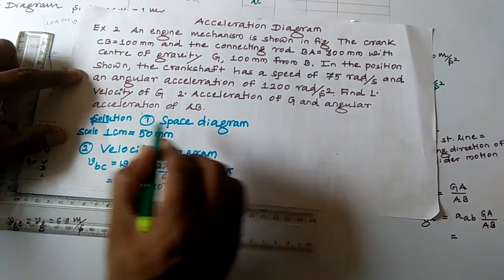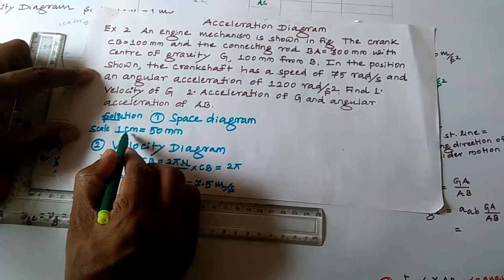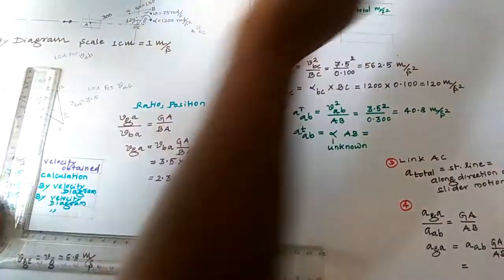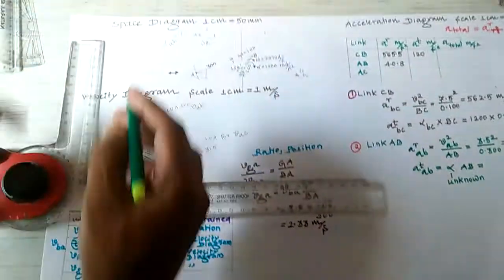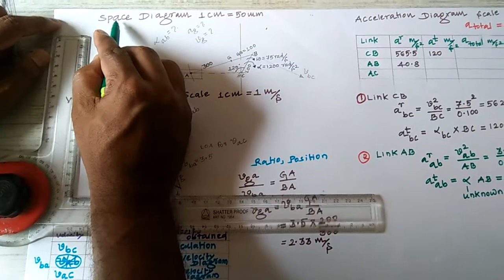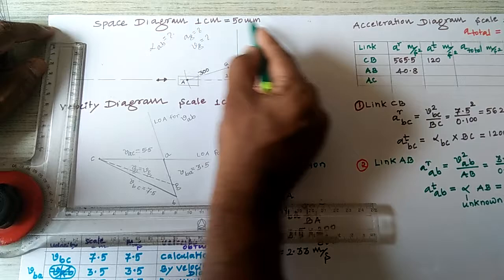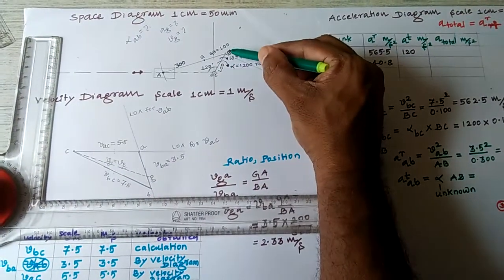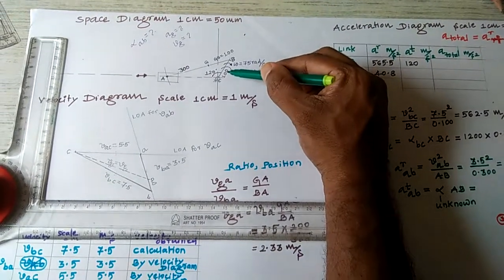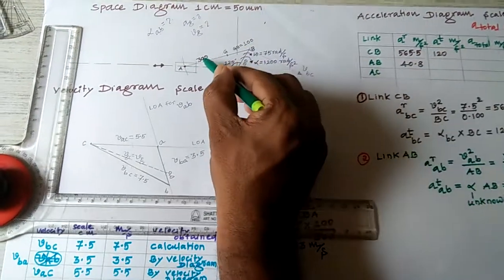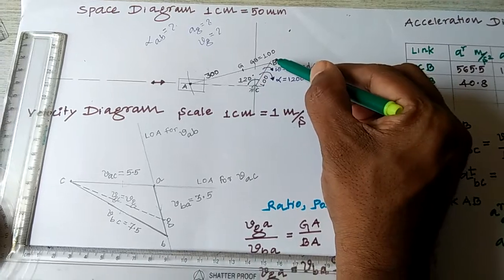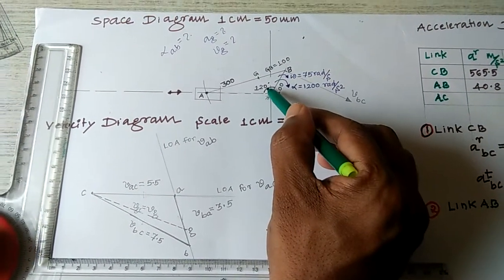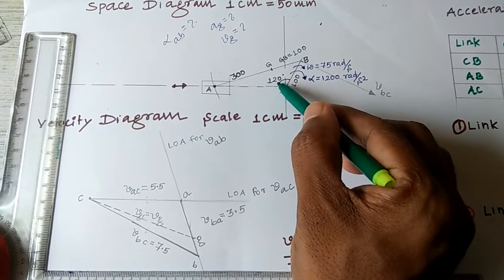I'll draw the space diagram. For that I'll take it as a scale as 1 centimeter equal to 50 mm. Then here I have drawn already space diagram to save the time. Here also I have written the scale 1 centimeter equal to 50 mm. Then they given CB is 100 mm. I have already written this one. AB is 300 mm. Then GB comes as 100 mm. And CB makes a 120 degree with the CB, that is 120 degree.